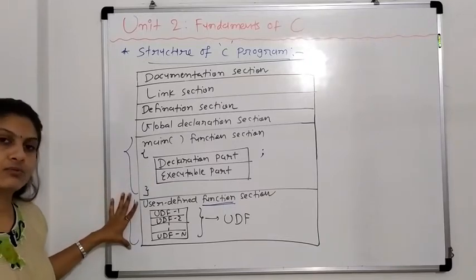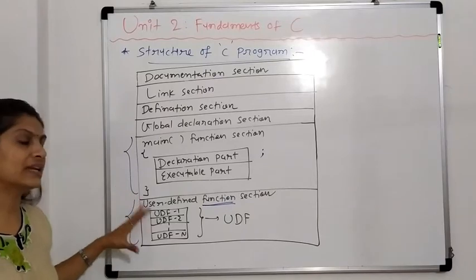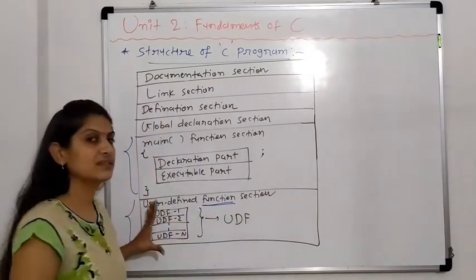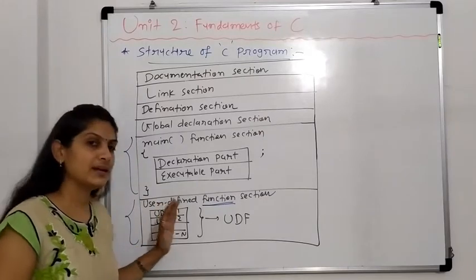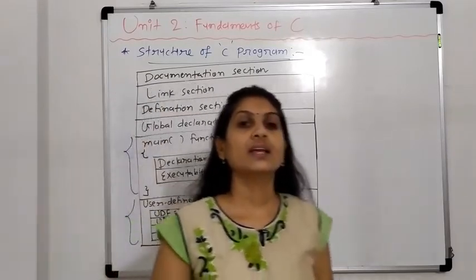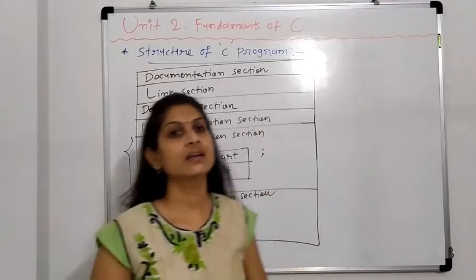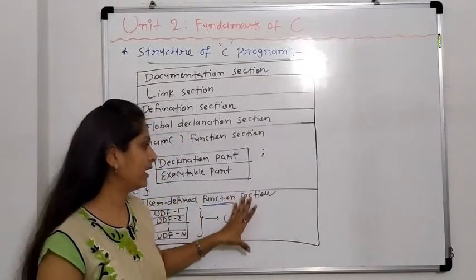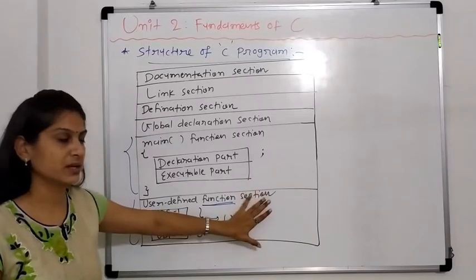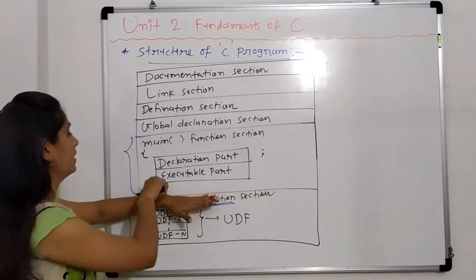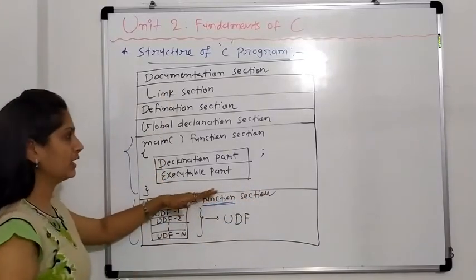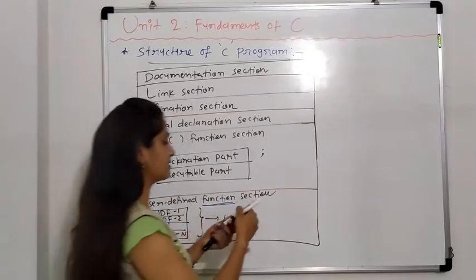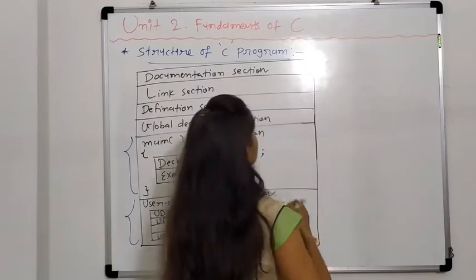And last is the user defined function. The user can create their own functions using this section. How it is implemented, we will cover in Unit 6. So right now we are not using this part; we are writing the program only up to this. Now how do we write a program? Let's start with an example.